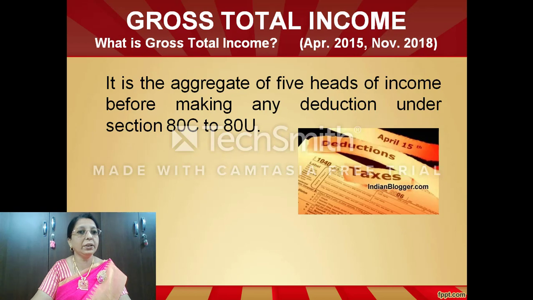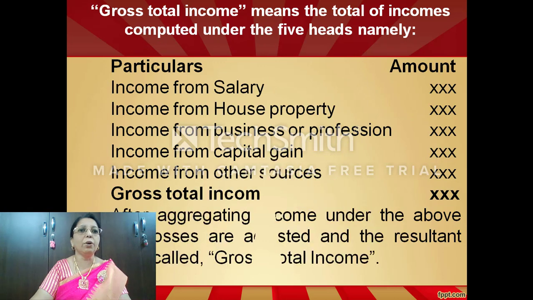So the 5 heads of income, I repeat: income from salary, income from house property, profits and gains of business or profession, capital gains, income from other sources. So these 5 heads total together is your gross total income. Now, when you speak about this gross total income, this is how your format goes. All the 5 heads of income which is put together and total is your gross total income before you do any deductions under section 80.